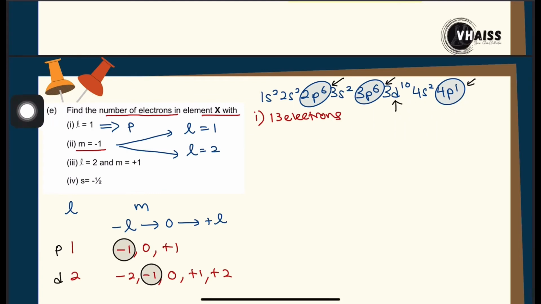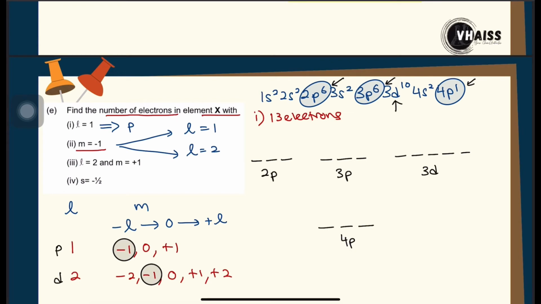So let's begin with 2p, which has got 3 platforms. Then we have got our 3p, which also has got 3 platforms. And we have our 3d, which has 5 platforms. And our 4p, which has got 3 platforms. Now let's start filling up the electrons.